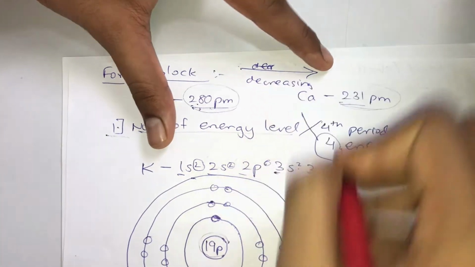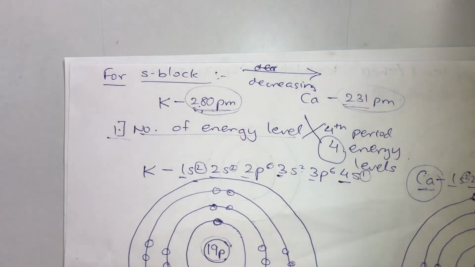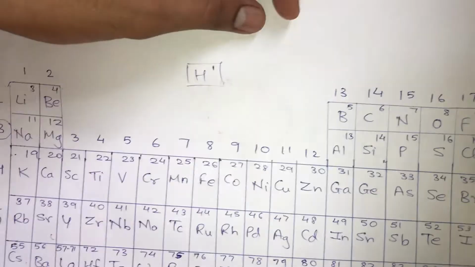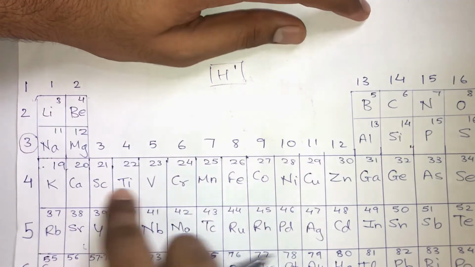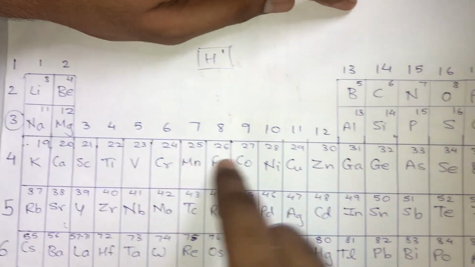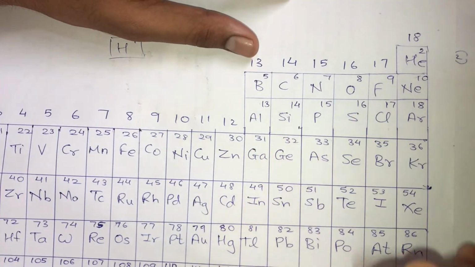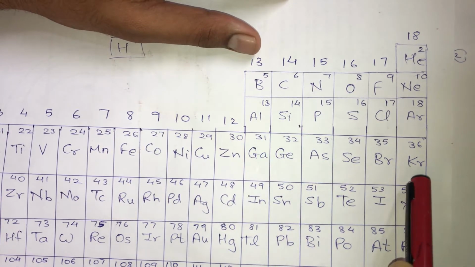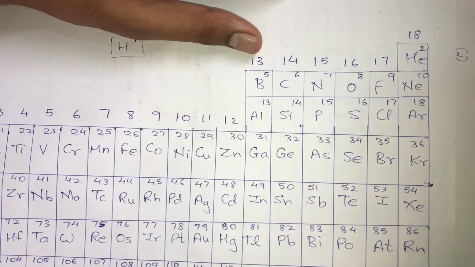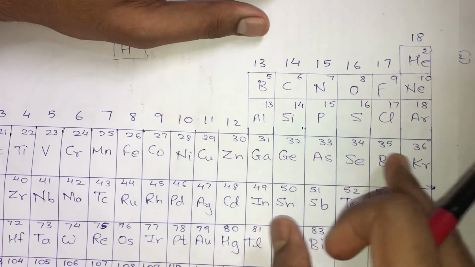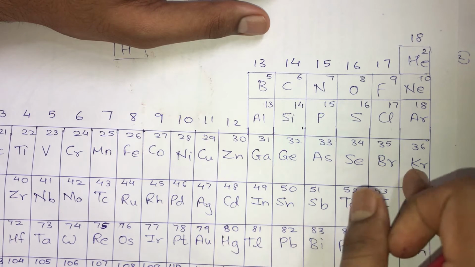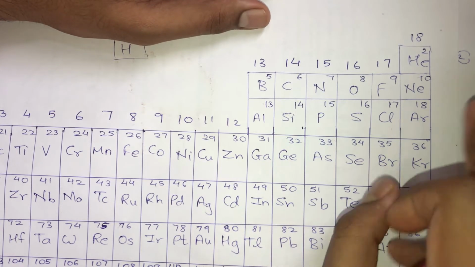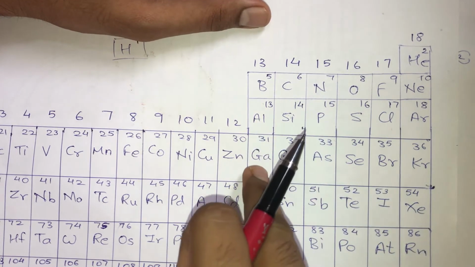So I hope you have understood that for S block elements, as you move from left to right, the atomic radii is going to decrease. Similarly, let's understand for the P block elements which are present in the fourth period. Inside the fourth period, these are the P block elements starting from gallium to krypton. Now, for understanding the periodic trend in the P block, I am not going to consider all these 6 elements. Instead, I am going to consider only 2 elements.